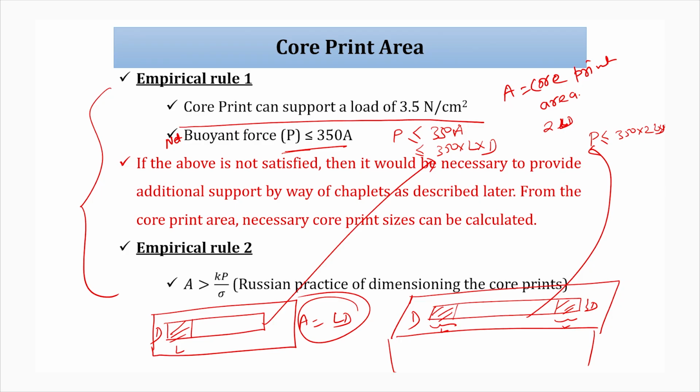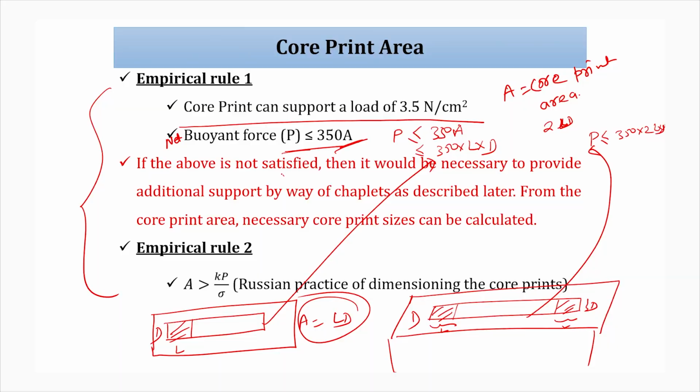Let us assume the above is not satisfied. You are calculating and designing, but the mold is not too big, and you are not able to get sufficient L. Then it will be necessary to provide additional support by way of a chaplet, which we will discuss just after this. From the core print area, the necessary core print size can be calculated.